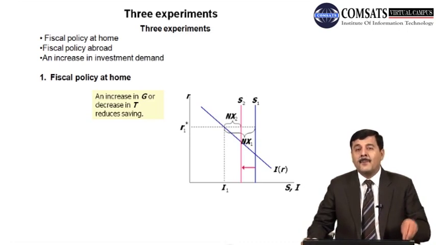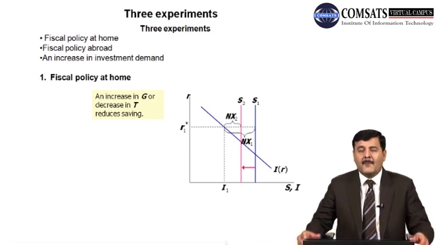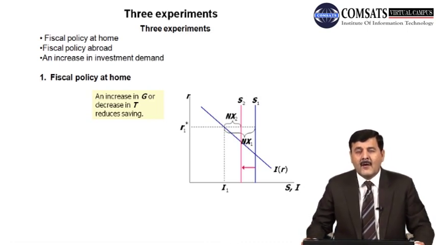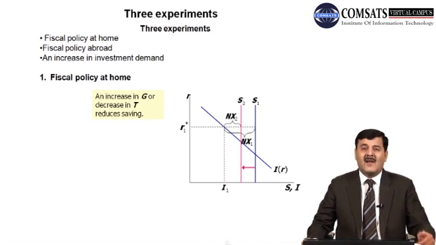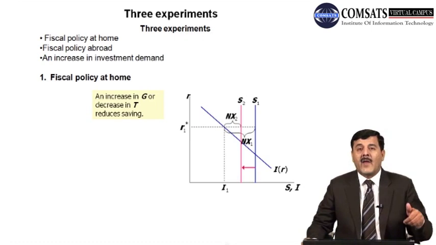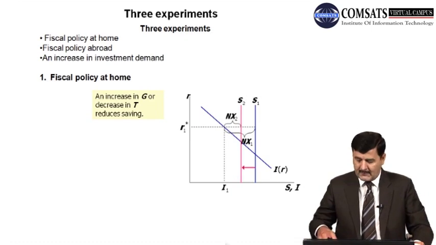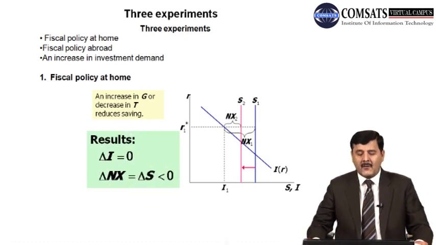So what we can conclude after the first experiment: agar government apne expenditure badhati hai ya taxes kam karti hai, to usse savings kam ho jayengi. And what will happen to the loanable funds market in an open economy? Net exports kam ho jayengi, aur jab net exports kam ho jayengi, to naturally net capital outflow bhi kam ho jayega aur wo negative ho jayega, right? So this is the effect of fiscal policy at home on the loanable funds market in an open economy. The result is zero change in investment, and both delta NX and delta S are less than zero, and this will lead to a negative sign of net capital outflow also.